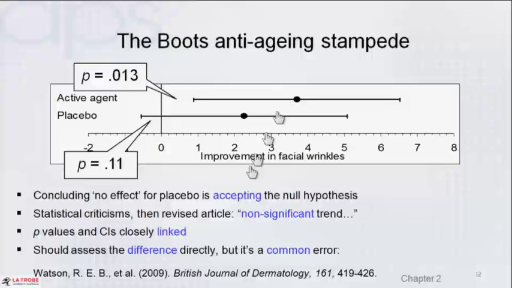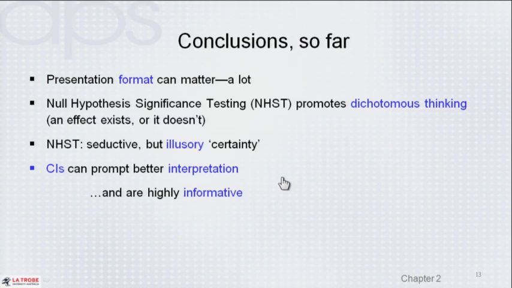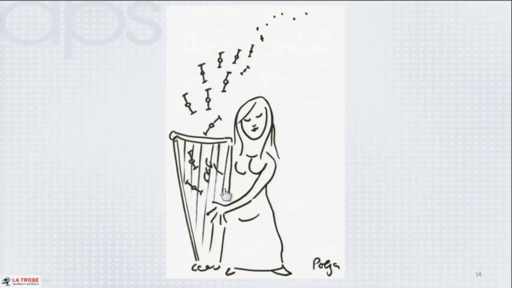And so I can summarise so far that presentation format does matter, hardly a surprise to psychologists. NHST encourages dichotomous thinking with this seductive but illusory idea of certainty. But confidence intervals, in contrast, I suspect promote a much more justifiable reaction, that we have two results that are quite consonant, quite similar, quite supportive. And they're highly informative anyway by concentrating on the positive information about where the true value is likely to lie. Making beautiful music with confidence intervals.